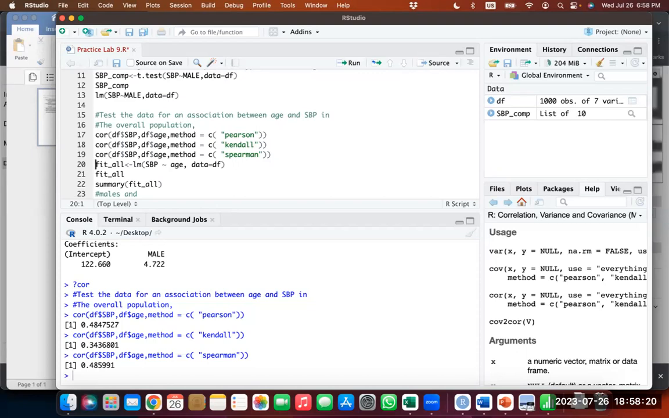Correlation is done that easily. You have DFSBB here as the first entry. Actually, it should be different. It should be the second one, because age is the independent variable, whereas blood pressure is the dependent variable. The way you would usually arrange this is X, Y, and then the method. So this is actually wrongly arranged by me.